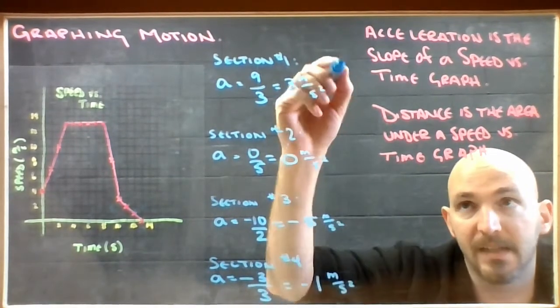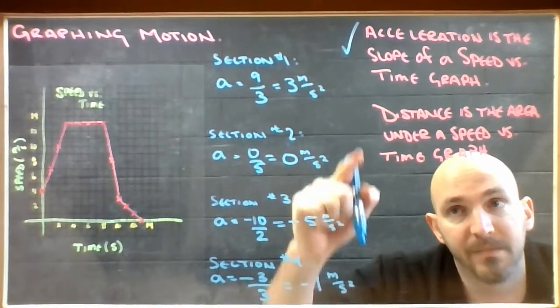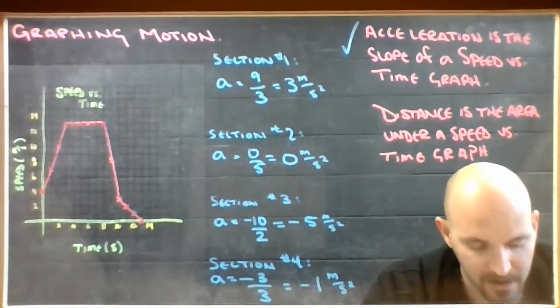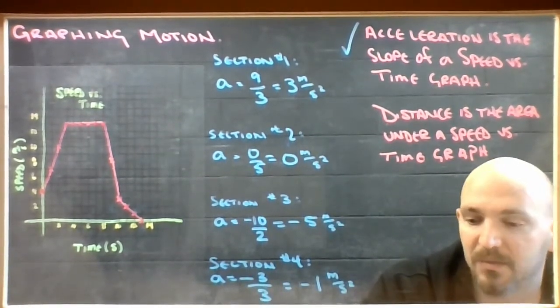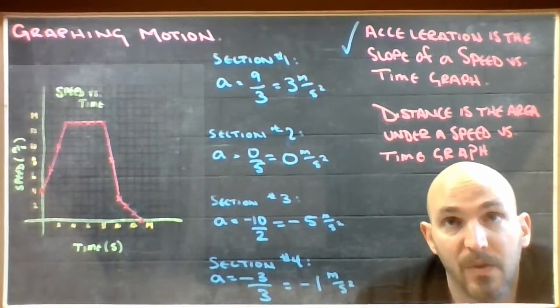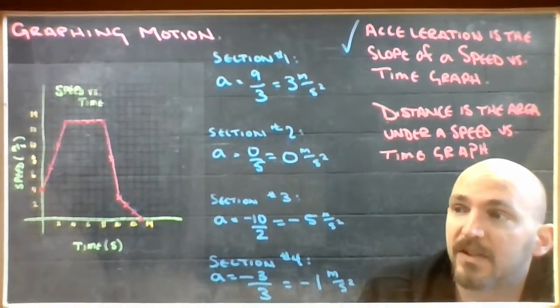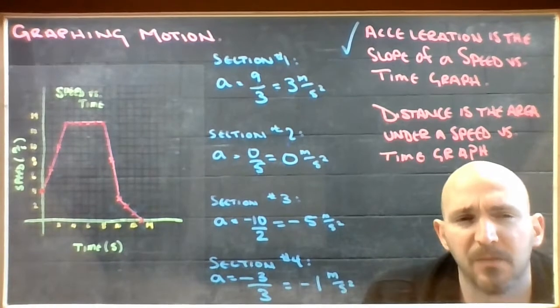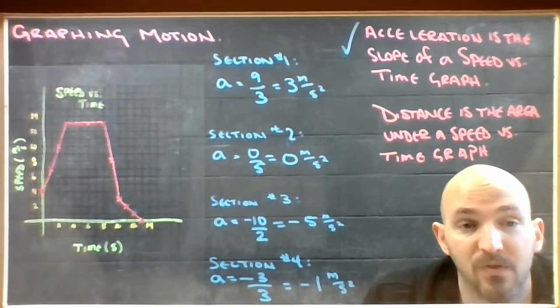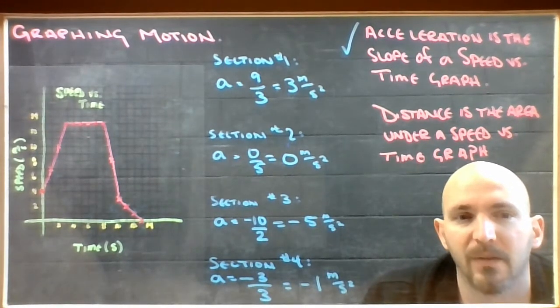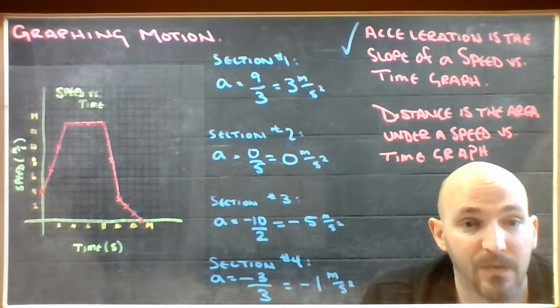All right, so that's this done, the acceleration part. Now I have to try the distance. So distance is supposed to be the area contained under that speed versus time graph. So I'm going to look at each section and chop it up into rectangles and triangles in order to figure out how much distance is covered in each phase.